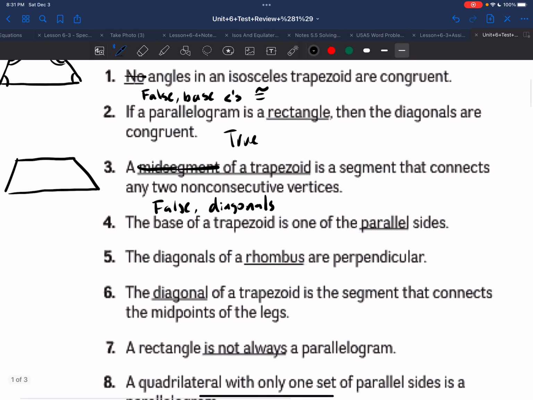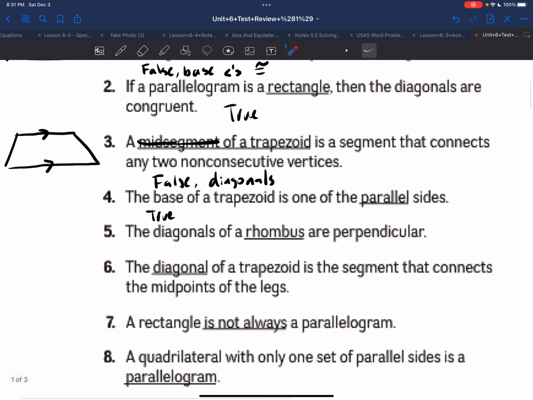Okay, number 4, the base of a trapezoid is one of the parallel sides, and that's indeed true. So if this is parallel to this on a trapezoid, we call these the bases. Number 5, the diagonals of a rhombus are perpendicular. True. It's one of the properties that we've talked about.